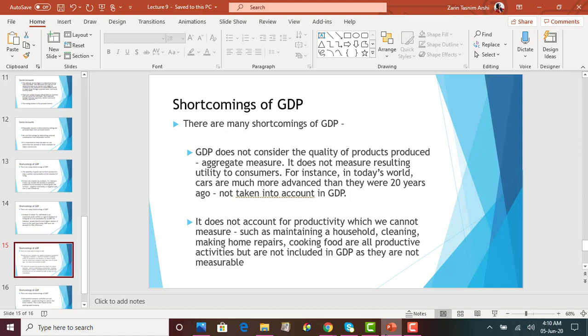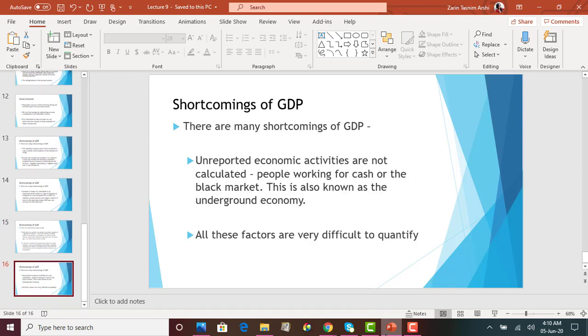Okay, and then the fifth disadvantage of GDP is that it does not account for productivity which we cannot measure. There are certain jobs where we cannot calculate the productivity, or we cannot put a value on them, or we cannot put a salary or wage on those types of jobs. The example would be maintaining a household, cleaning a home, making home repairs, or cooking food. These are all productive works, but we do not get paid for them, right? So they are not accounted for in the GDP.